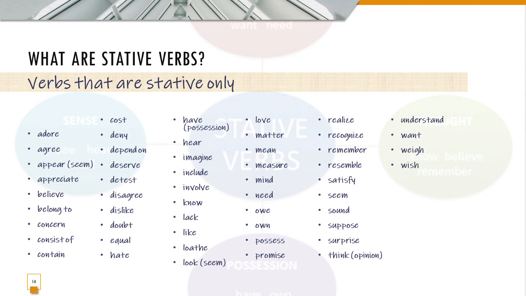Okay, measure, mind, need, owe, own, possess, promise, realize, recognize, remember, resemble, satisfy, seem, sound. Okay, suppose, surprise, think, as in opinion. Okay, what do you think about this? That is asking for opinion. Now, what are you thinking? That's an action word. You're thinking about something. Okay, and you can say I'm thinking about tomorrow's lecture or tomorrow's exam, etc. Okay, understand, want, weigh, wish.